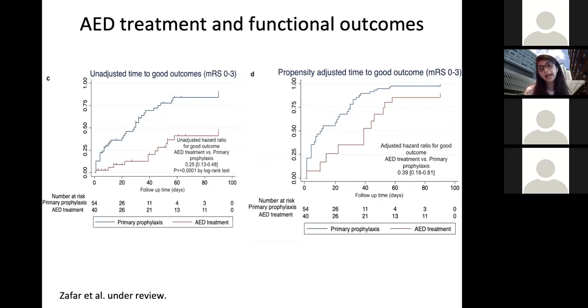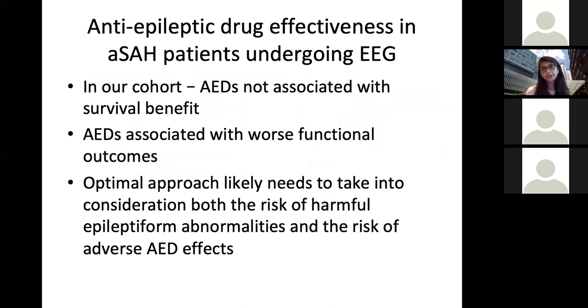And in a sub-analysis, we found that high intensity treatment, defined by use of multiple seizure medications at high doses and seizure medications along with anesthetic use, were even more significantly associated with poor functional outcomes as well as with mortality. So in our cohort of subarachnoid hemorrhage patients, we found that continuation or increase of seizure medications, particularly high intensity treatment, was not associated with a survival benefit and was associated with worse functional outcomes.